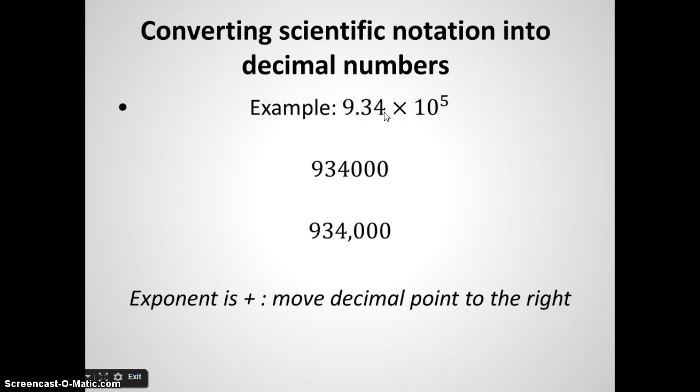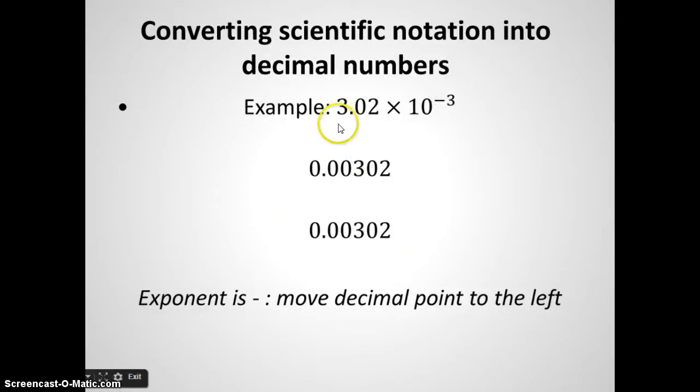1, 2, and now I have to keep moving it 3 more times, so I'm going to add 3 zeros. You can kind of see it better here. The decimal point used to be here, and I'm going to move it over 1, 2, 3, 4, 5 places. So now my number is 934,000. I moved the decimal point to the right, so the exponent is positive. This tells me it's a big number, and I should end up with a big number. If you end up with a very small number, you know you've made a mistake.